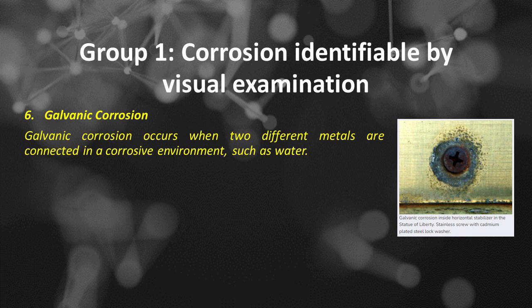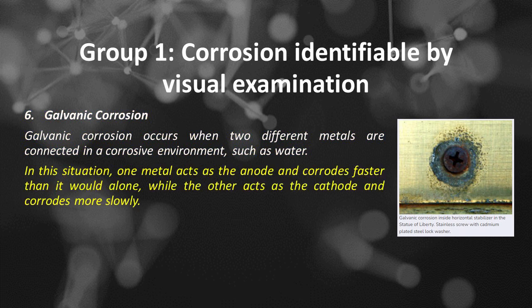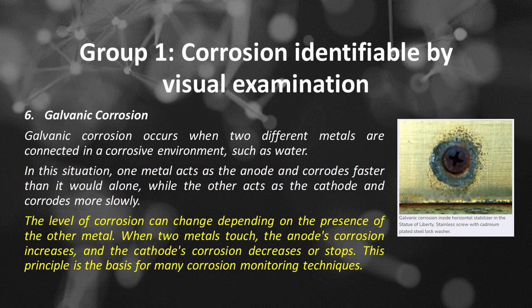Galvanic corrosion occurs when two different metals are connected in a corrosive environment, such as water. In this situation, one metal acts as the anode and corrodes faster than it would alone, while the other acts as the cathode and corrodes more slowly. The level of corrosion can change depending on the presence of the other metal. When two metals touch, the anode's corrosion increases, and the cathode's corrosion decreases or stops. This principle is the basis for many corrosion monitoring techniques.